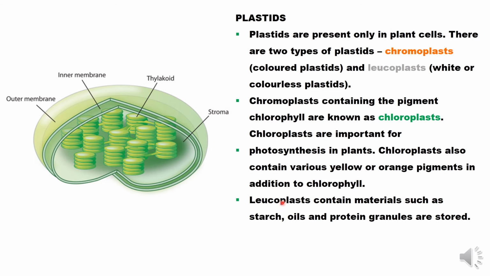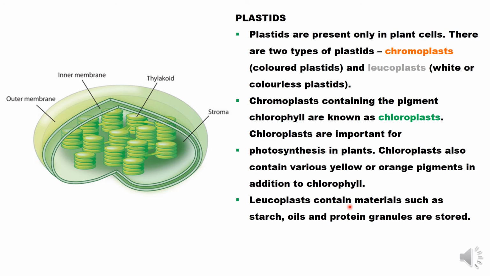Then, what is the function of leucoplast? As it doesn't contain any pigment, it contains food materials for storage. So, it might have starch, oil and protein granules stored within them, and accordingly, the starch containing leucoplasts are known as amyloplasts, oil containing ones are known as elaioplasts, and protein containing leucoplasts are known as aleuroplasts.